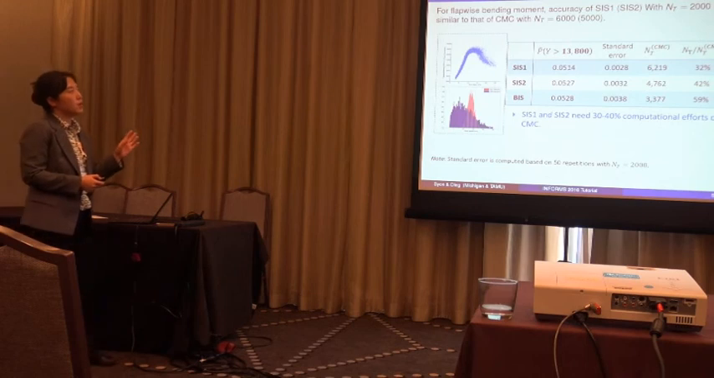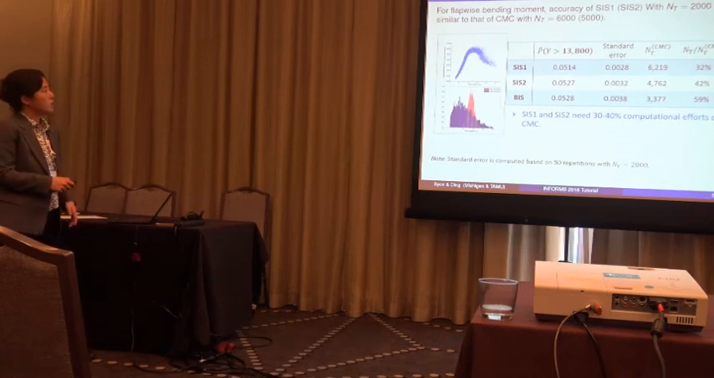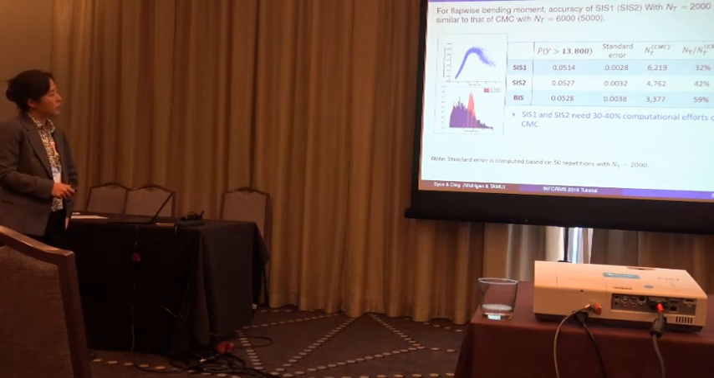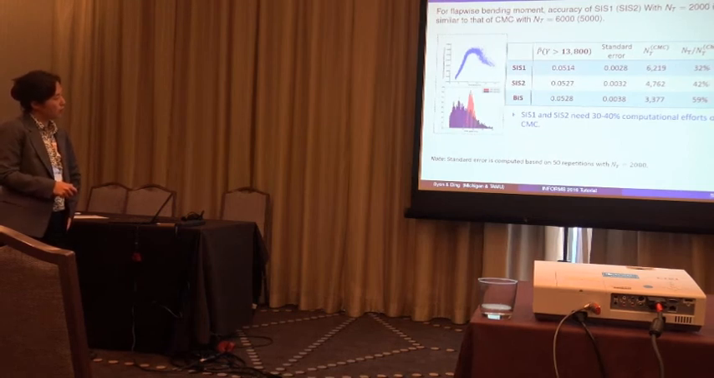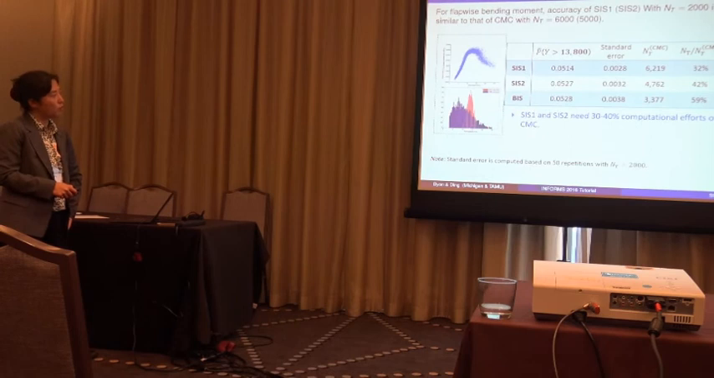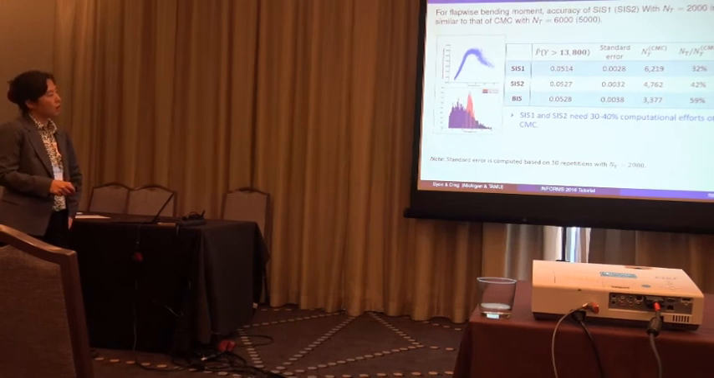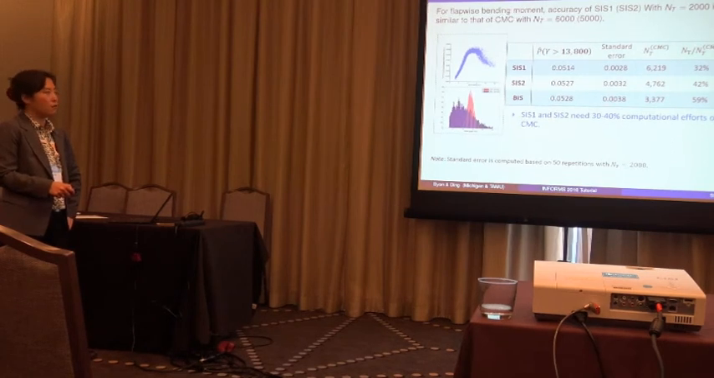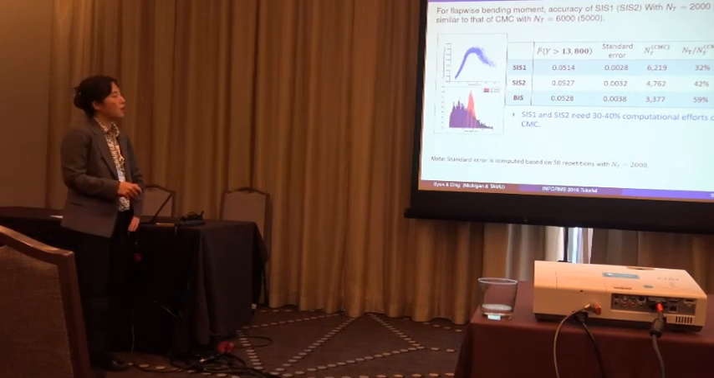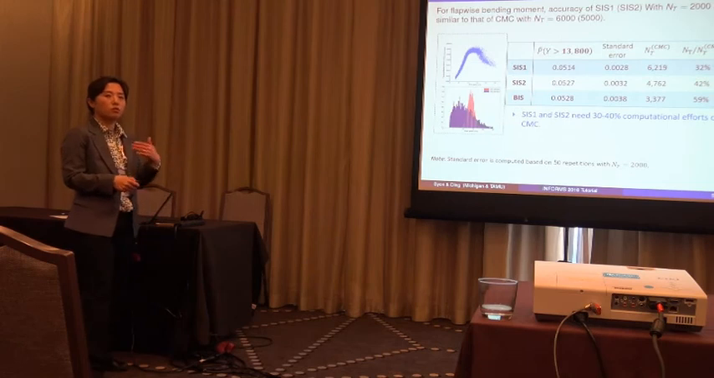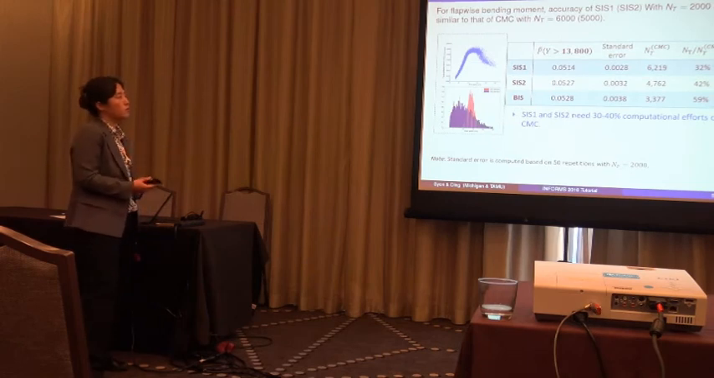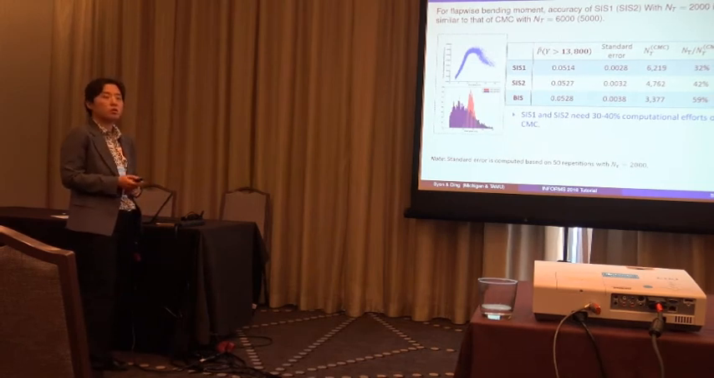For the flap bending moment case, here this is the flap bending moment. So for our importance sampling density, the mass is high under this mid-wind speed range. And again, our standard error is smaller than the standard error of the benchmarking importance sampling density. And we only use like 30 to 40% of computational effort compared to the crude Monte Carlo simulation.